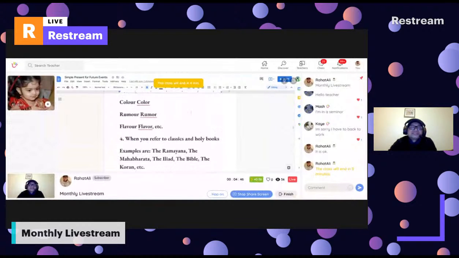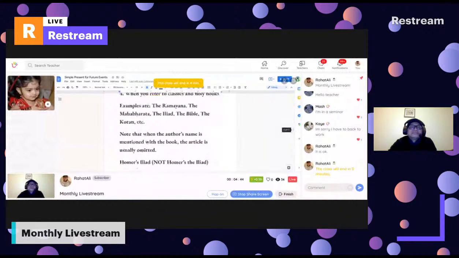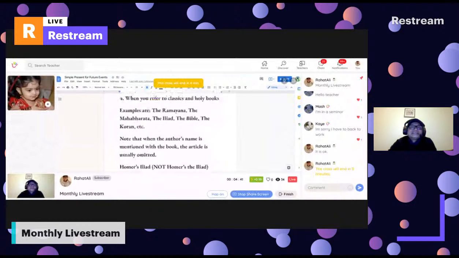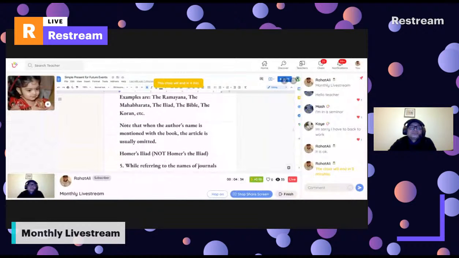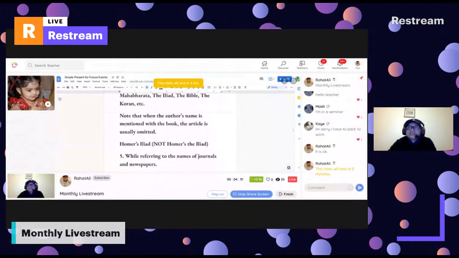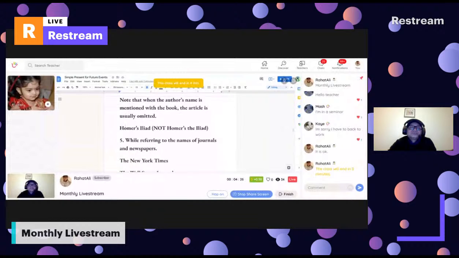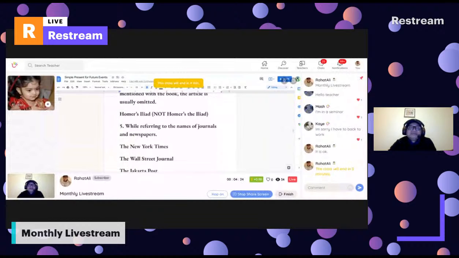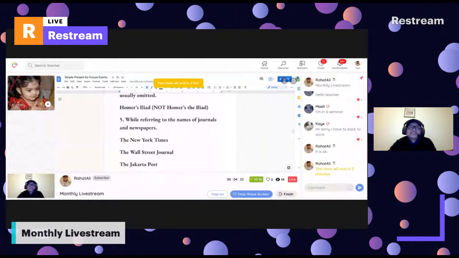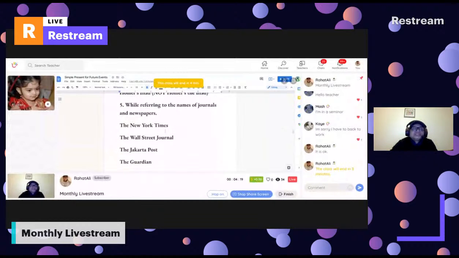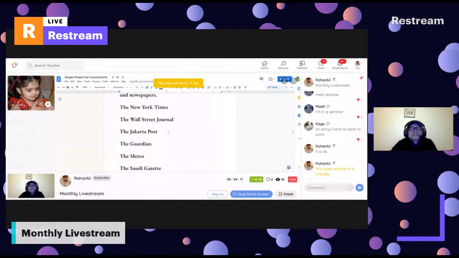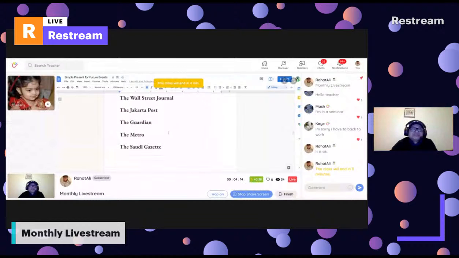When you refer to classics and holy books, like the Ramayana, the Mahabharata, the Iliad, the Bible, the Quran. Note that when the author's name is mentioned with the book, the article is usually omitted, like Homer's Iliad. But we use the before journals and newspapers, like the New York Times, the Wall Street Journal, the Jakarta Post, the Guardian. The Metro is a very famous paper in the UK, especially in London.